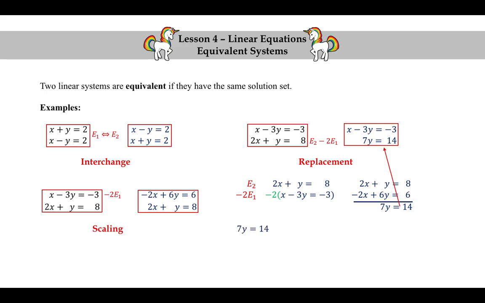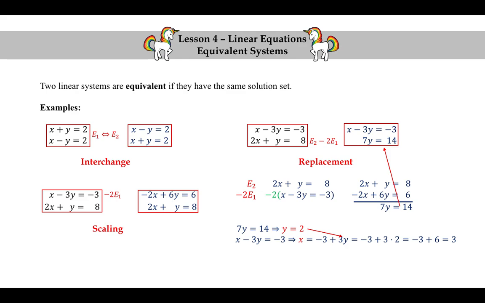So let's solve the second system. We're going to use a method called back solving. 7y equals 14 is easy to solve for y by dividing each side of that equation by 7 to get y equals 2. Now let's take the first equation, x minus 3y equals negative 3, add 3y to each side, and then replace y by 2 to get that x is negative 3 plus 3 times 2 equals negative 3 plus 6, which is 3. So the only solution to that second system is x equals 3, y equals 2.